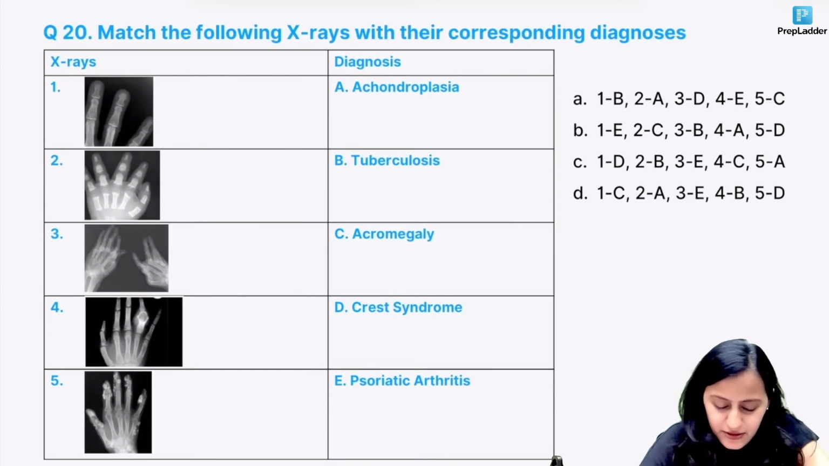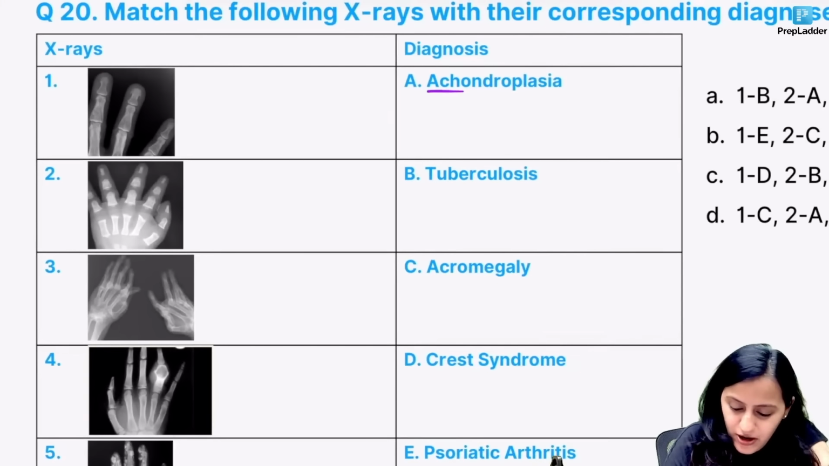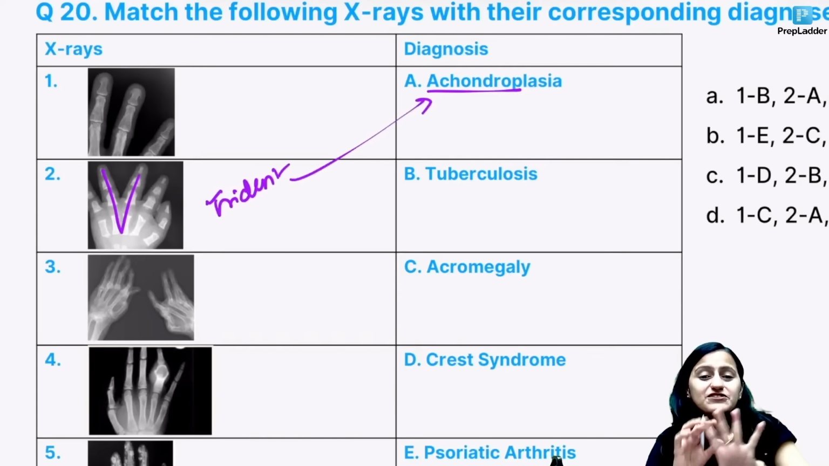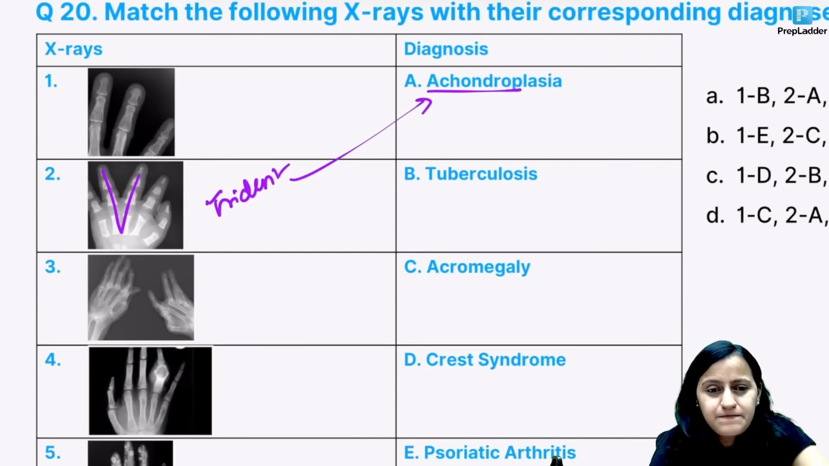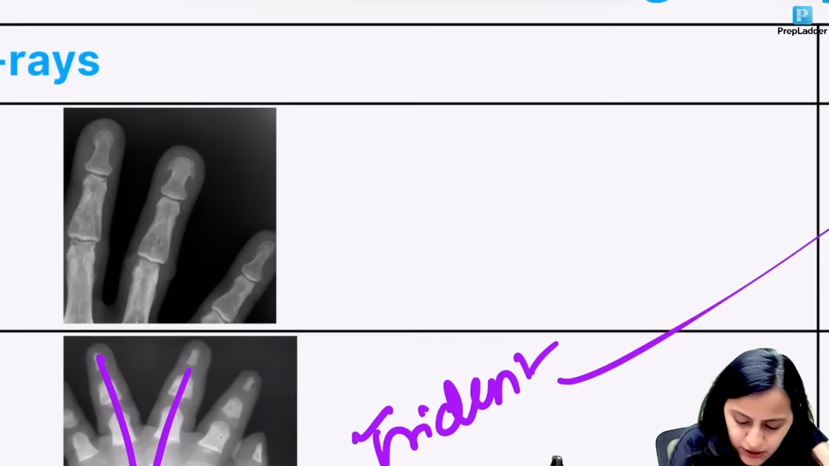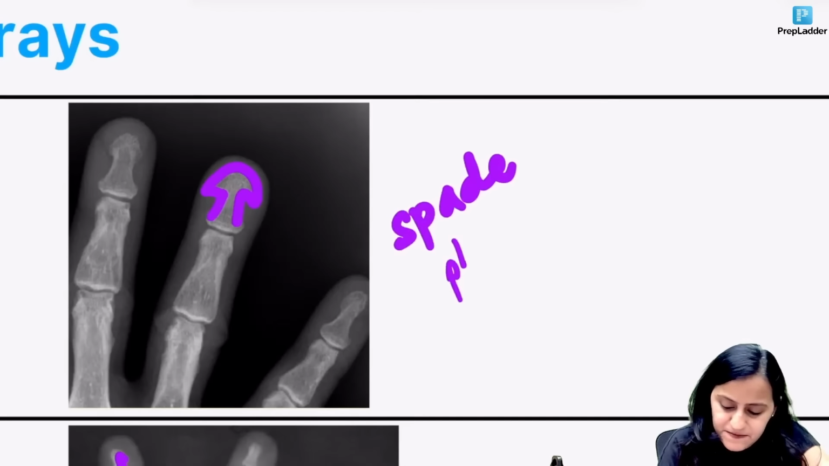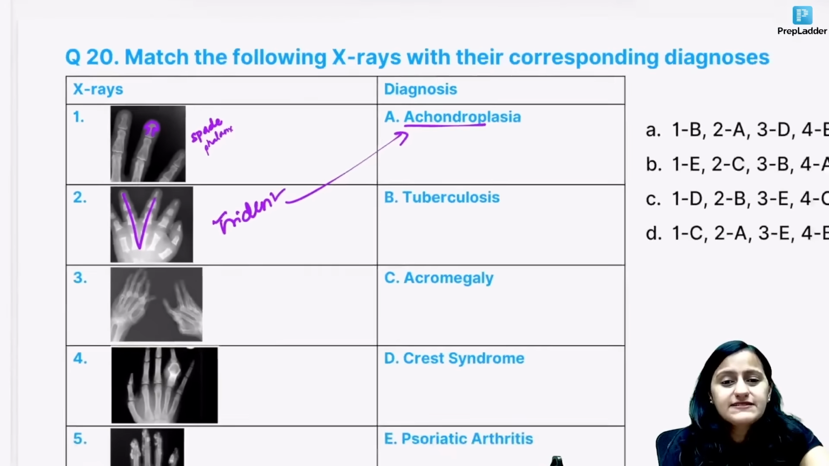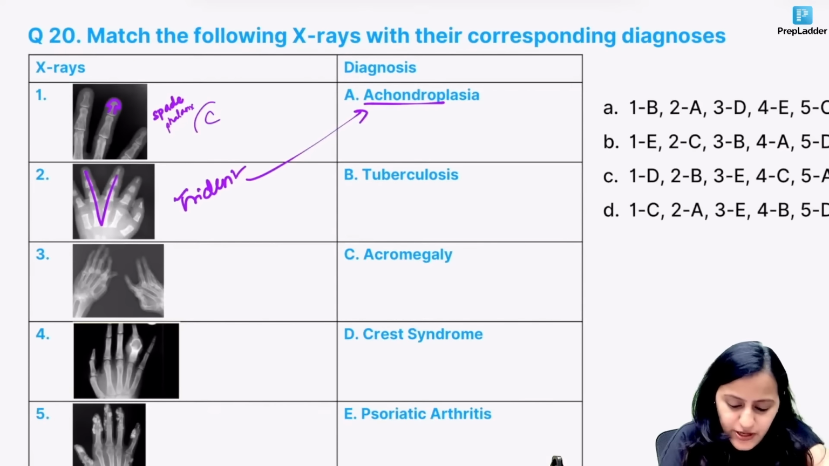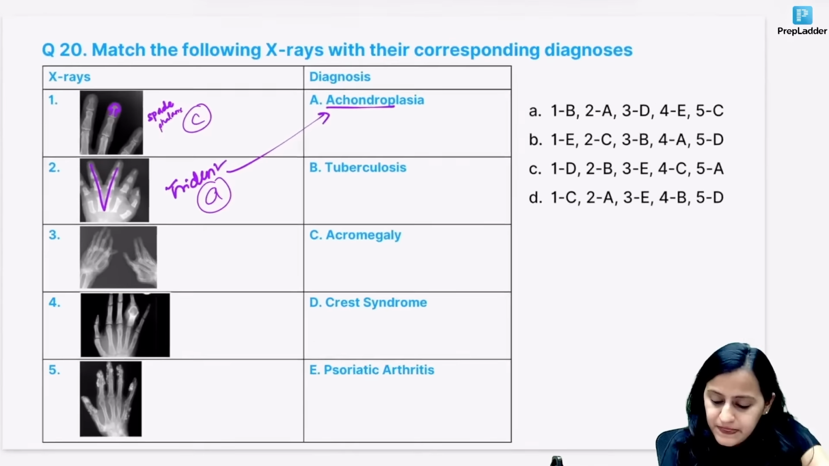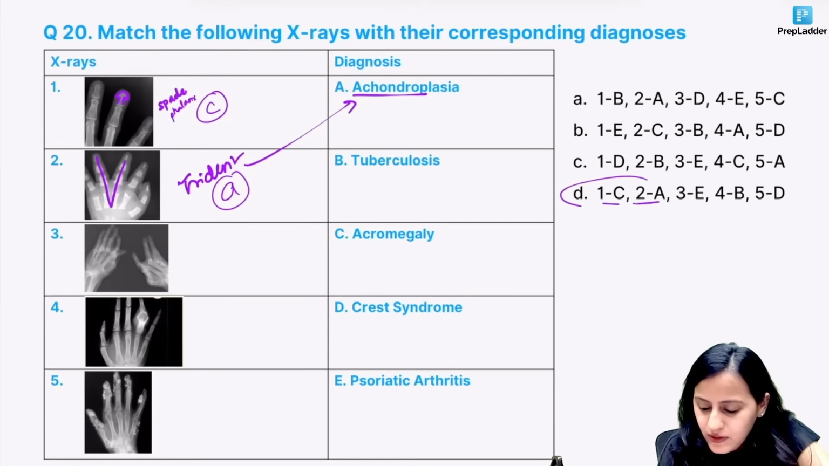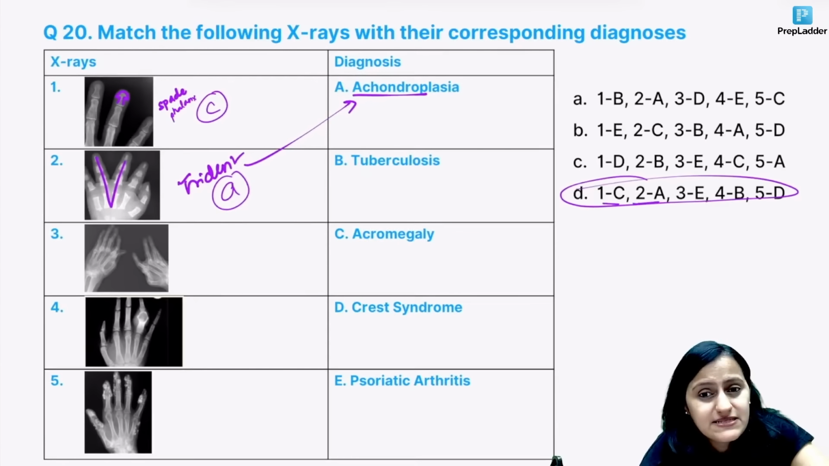Going to the next one. Okay, so this was that question you were talking about. Achondroplasia is the trident hand. Okay, so the starfish hand, the trident hand, achondroplasia. Let's have a look at the first image here. What are you seeing? Look at the phalanx which is overgrowing, hanging like a spade phalanx. Where do you have the spade phalanx? The spade phalanx is seen in acromegaly. Okay, 1 is C, 2 is A, only in option D. So that becomes your answer. Okay, let's have a look at the other ones.